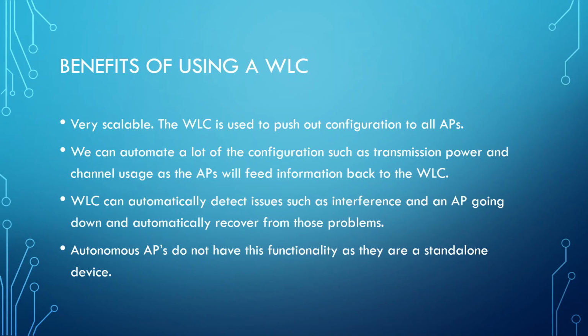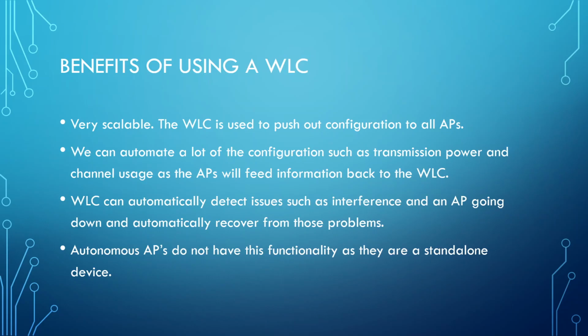It can make choices based on, okay, this is what channels I want these APs to use. As an example, it could say, okay, AP1, you can use channel 6, AP2, you can use channel 1, and AP3, you can use channel 11. It could then also automate settings such as transmission power.